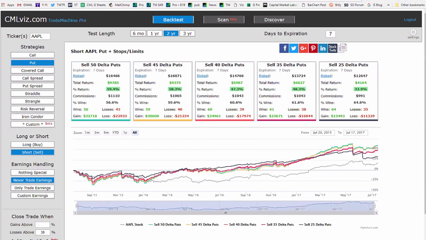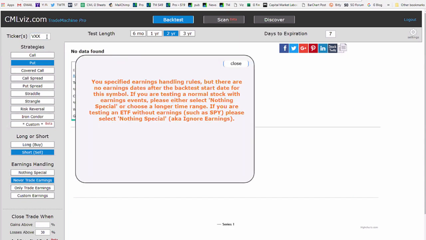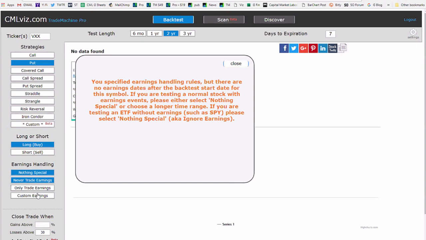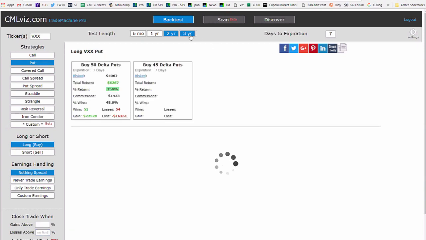Now I want to kind of get away from stocks for a second for those of you who are vol people and ETF and ETN people, and I want to look at VXX, one of my favorite trades of all time. And so what I want to do is I want to test the idea of buying a long put in VXX.